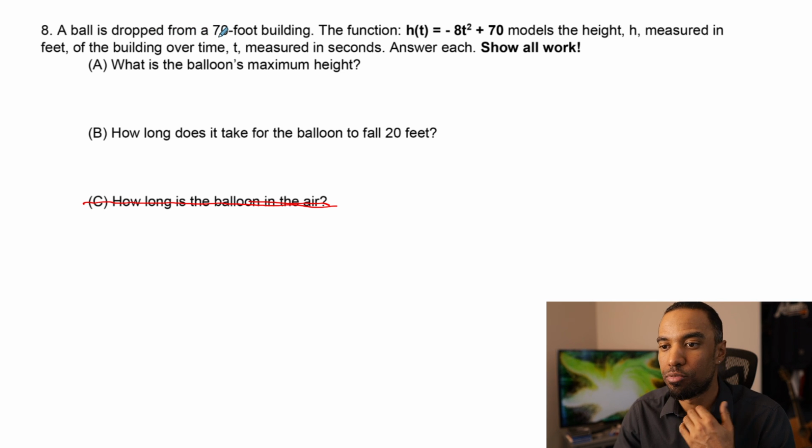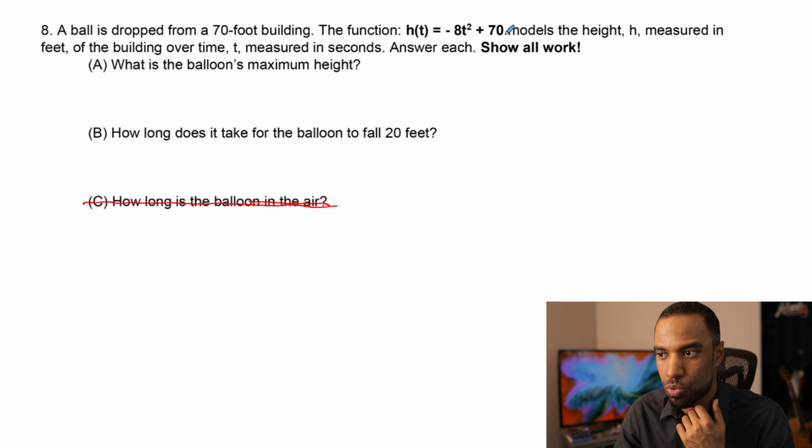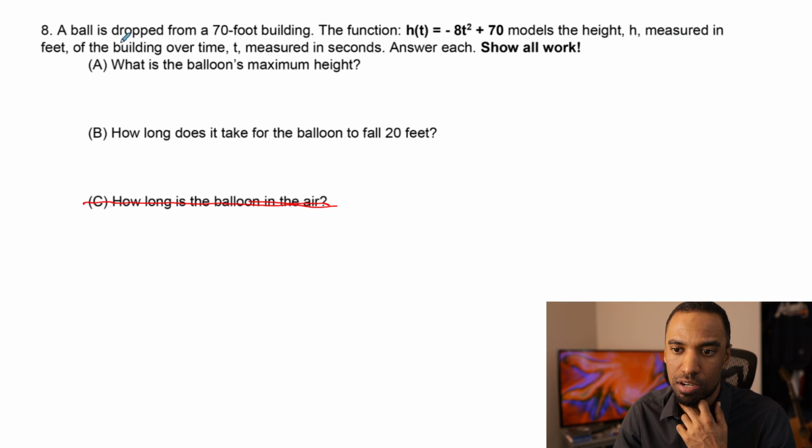All right, a ball is dropped from a 70-foot building. The function h of t equals negative 8t squared plus 70 models the height, h measured in feet, of the building over time t measured in seconds. They said building again.